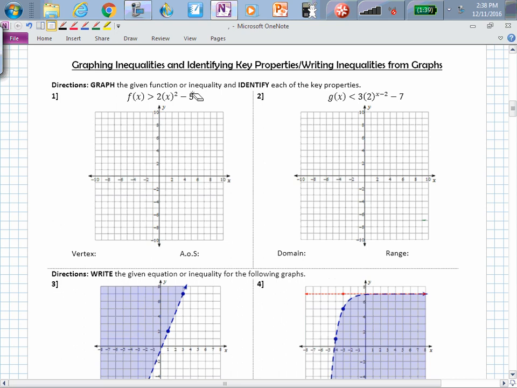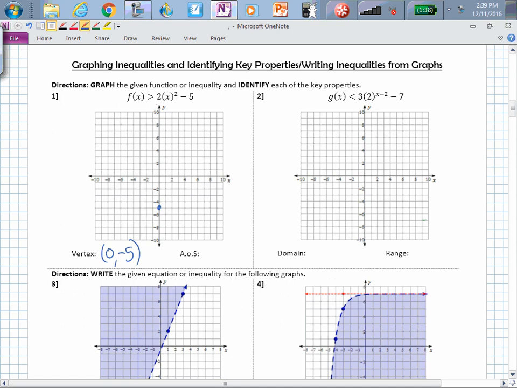This looks like a quadratic. So we've got no horizontal movement because there's not an x, minus or plus something in here, so it stays on the y-axis, but we do go down 5. So let's go down 5 and put our vertex right here. And I'm going to just go ahead and write that in at 0, -5.